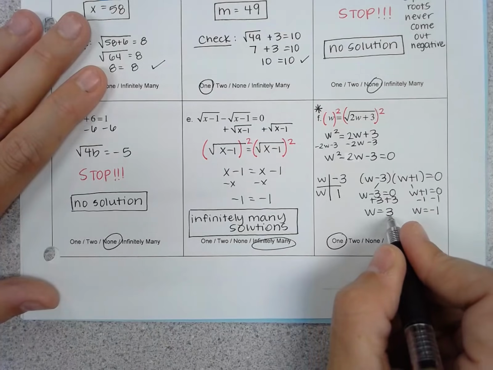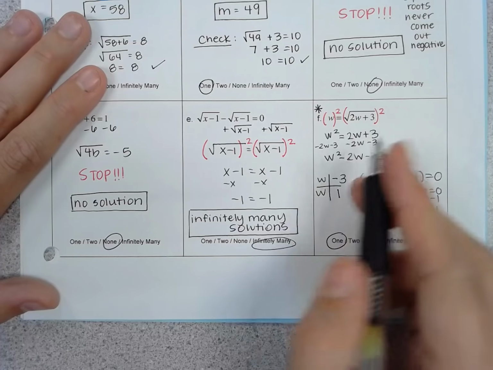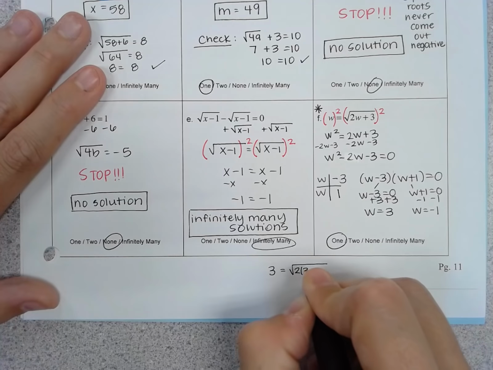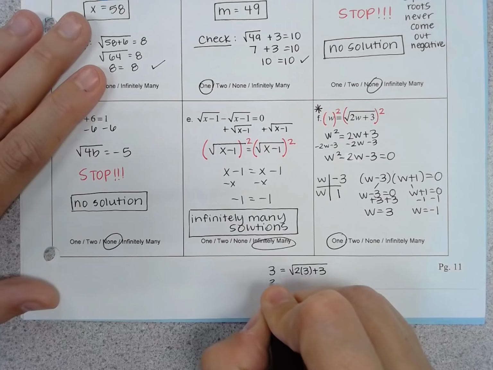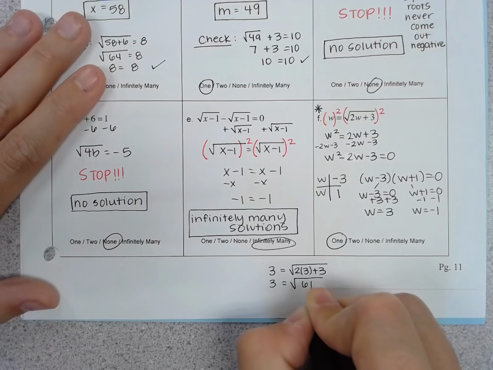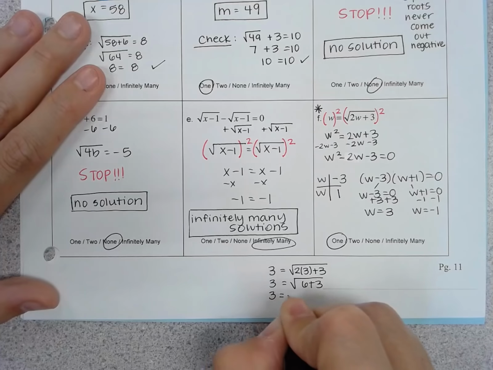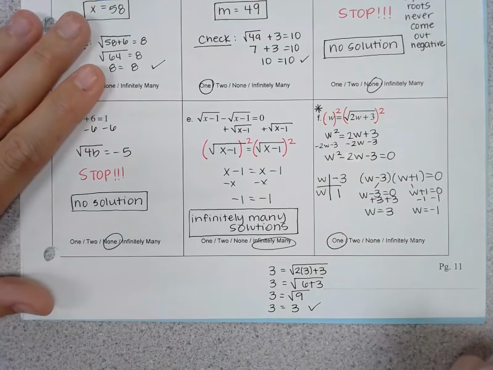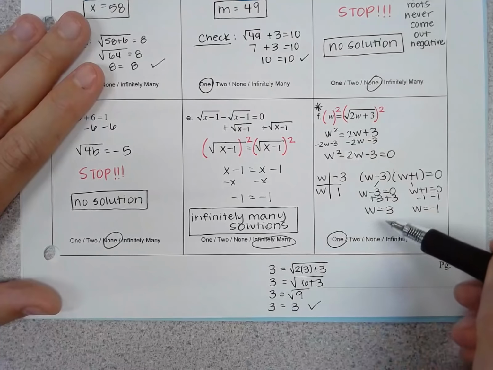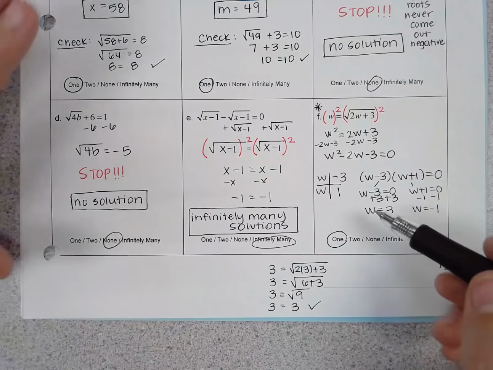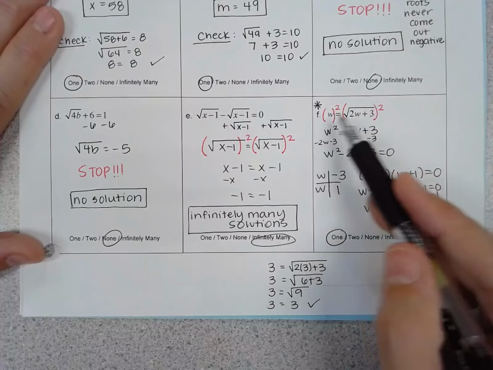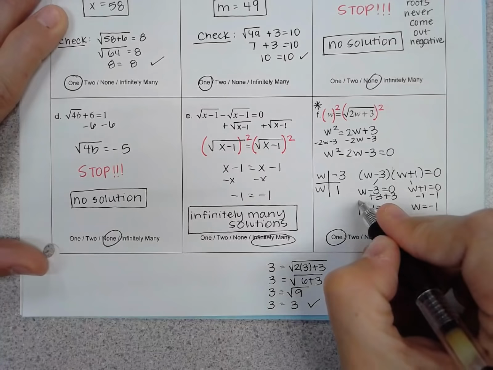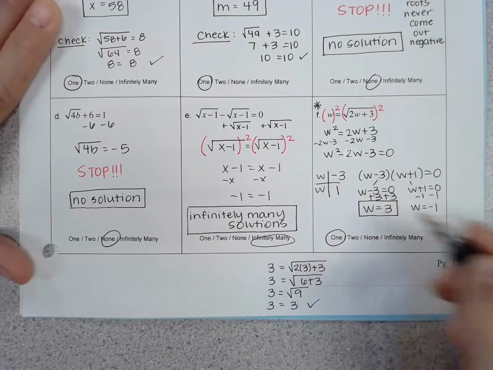So I'm going to start by plugging in the number 3 so you can see how the number 3 works. So 3 equals the square root of 2 times 3 plus 3. So that would be 6 plus 3. So 3 would equal the square root of 9. So 3 would equal 3. So as you can see, when you plug in the number 3 for this equation right here, it's good. It gives you a good answer, not a bad answer. So this answer would be one of the answers to the question.